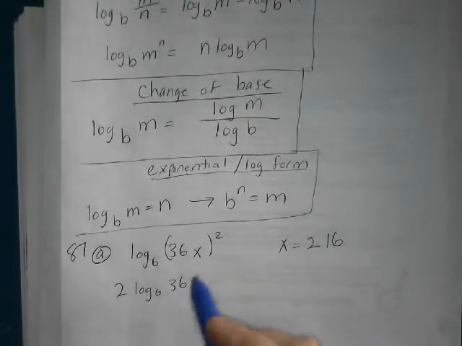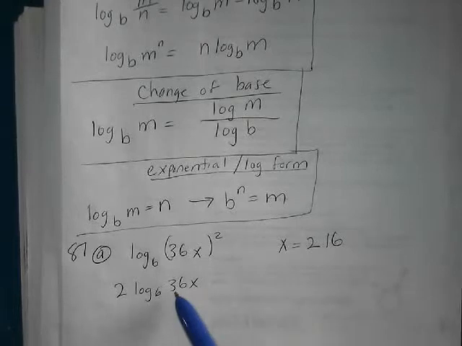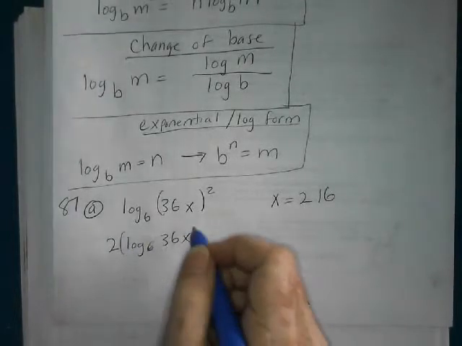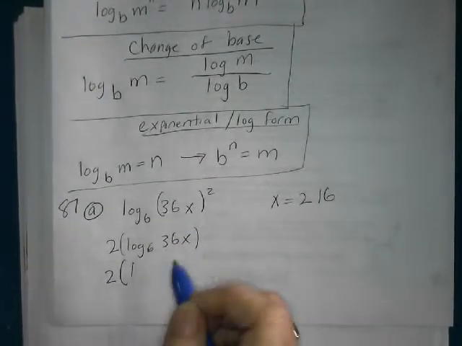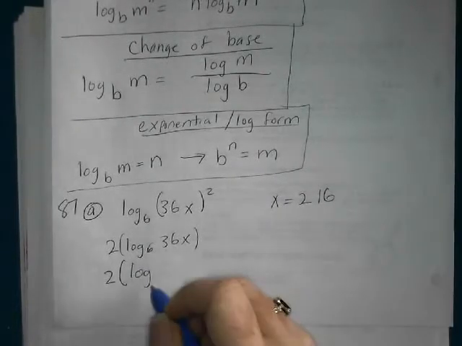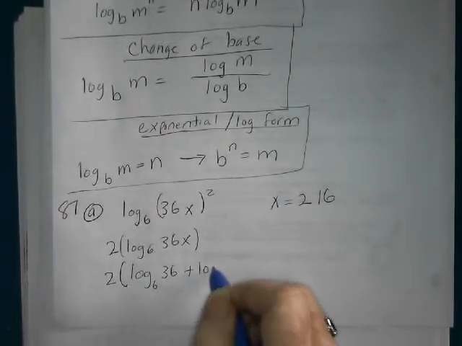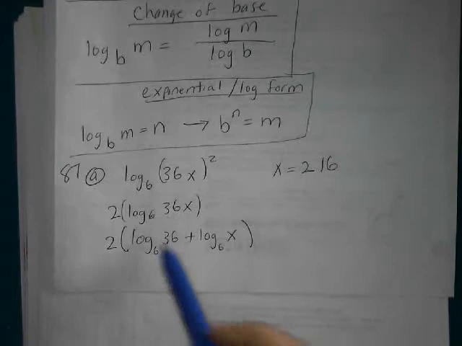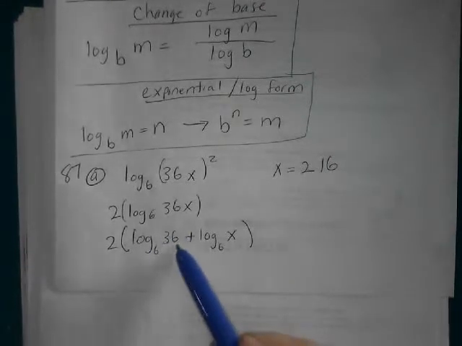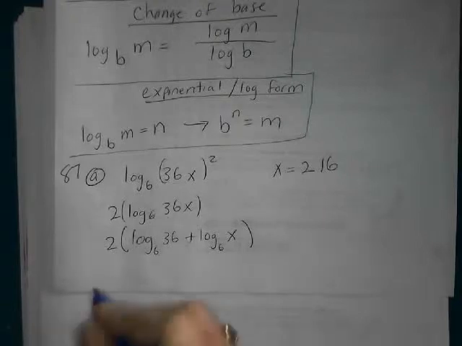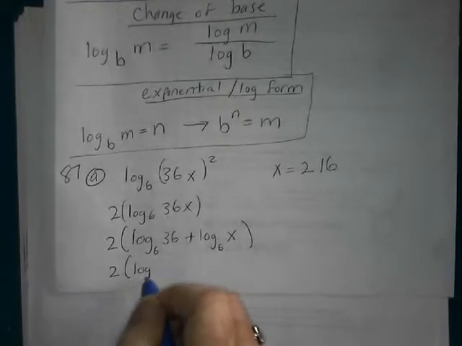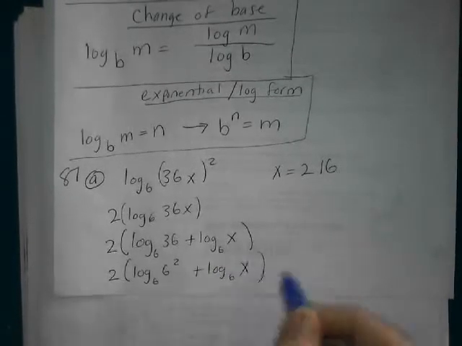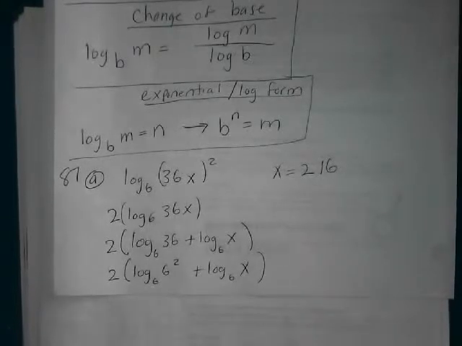And then I'm going to use another one of the log laws. I have a 36 times an x, so that's a product. Now I'm going to have to distribute this 2. So I'm going to say 2, and then I have log base 6 of 36 plus log base 6 of x. And actually there's something nice about this one: you can write 36 as 6 squared. So this is 2 times log base 6 of 6 squared plus log base 6 of x. And remember, we can put 216 in for x eventually.